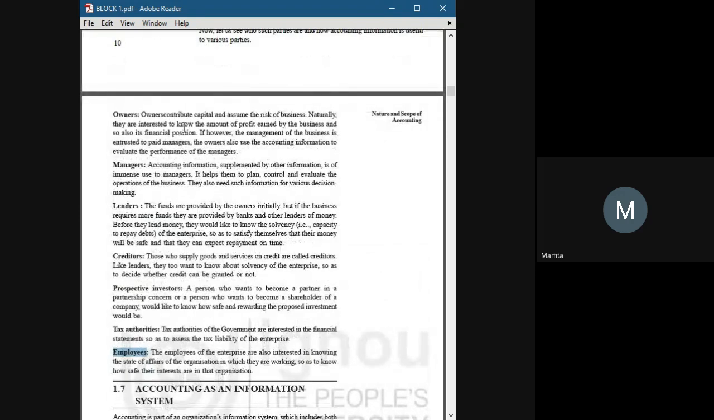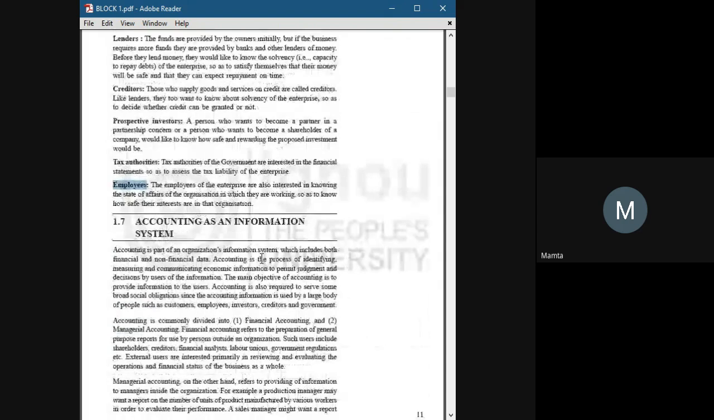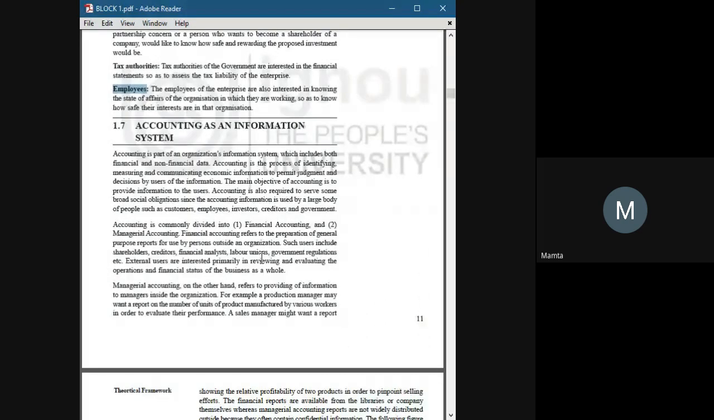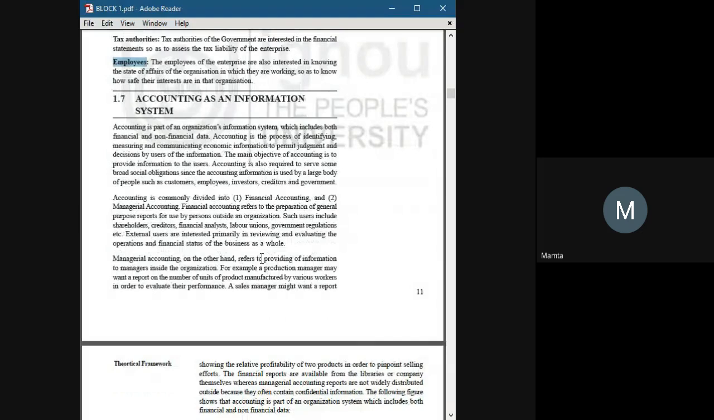Now, the owner, manager, and employees, I'm repeating, are the internal users. They are related to the company, involved in the company. They are internal users of final accounts. But the lenders, creditors, prospective investors, and tax authorities are known as external users. Okay, moving to the next point, accounting as an information system.